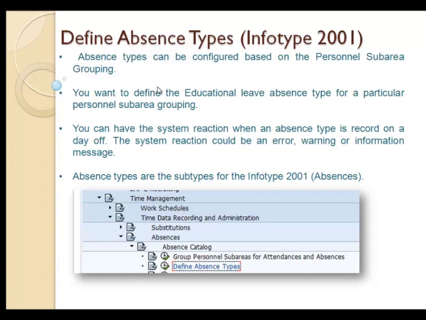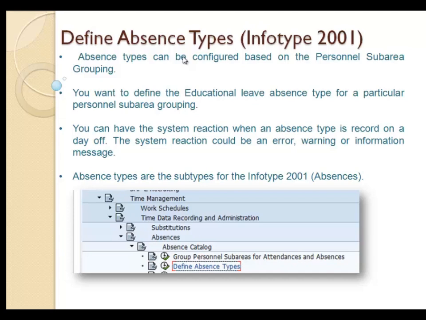Absence types could be sick leave or educational leave, any sort of absences, and these are based on the personal sub-area groupings. Now, when you create an absence type, for example educational leave, sick leave or vacation, SAP has provided you some system reaction. What does that mean? For example, I am applying a vacation. I don't know whether that day is a Sunday or Saturday, I just apply blindly. SAP can react based on that day if we configure the system so that if somebody applies leave on a day off, like on Sunday, he should get an error message, and the system should not allow the person to create leave on the day which is a day off. In that way the employee will come to know that the day was a day off, so why should I apply leave on a day off?